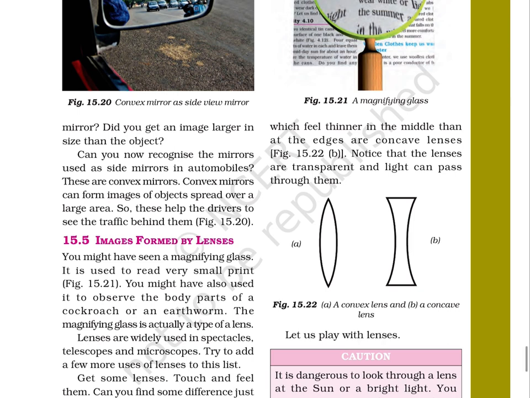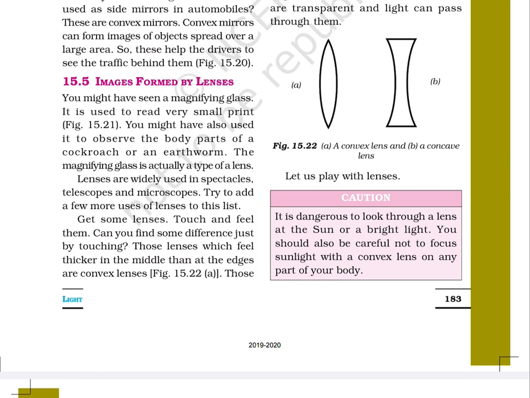Figure 15.21. A magnifying glass. Figure 15.22. A, a convex lens, and B, a concave lens. We can observe that the convex lens is thicker in the middle and the concave lens is thinner in the middle. Let us play with lenses. Caution! It is dangerous to look through the lens at the sun or a bright light. You should also be careful not to focus sunlight with a convex lens on any part of your body.